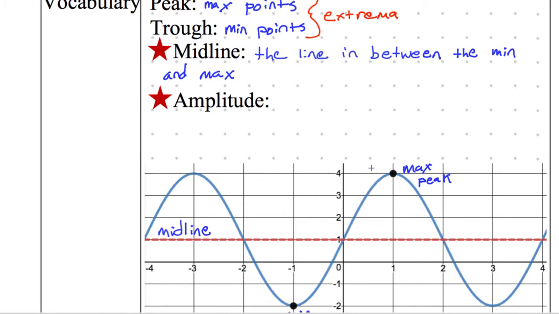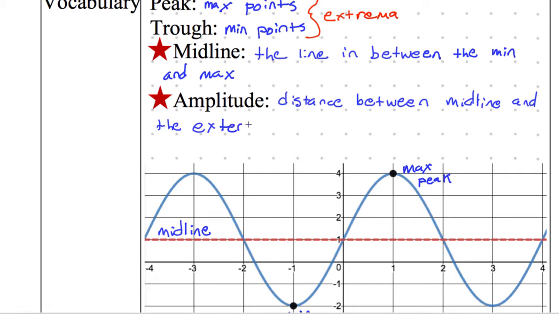So the amplitude is, it's a distance, first of all. So it's the distance between the midline and the extrema, which means it's the distance between this midline and the maximum, or the distance between the midline and the minimum. Either direction, it's going to be the same. So I can label that over here. This distance right here, that's going to be the amplitude.